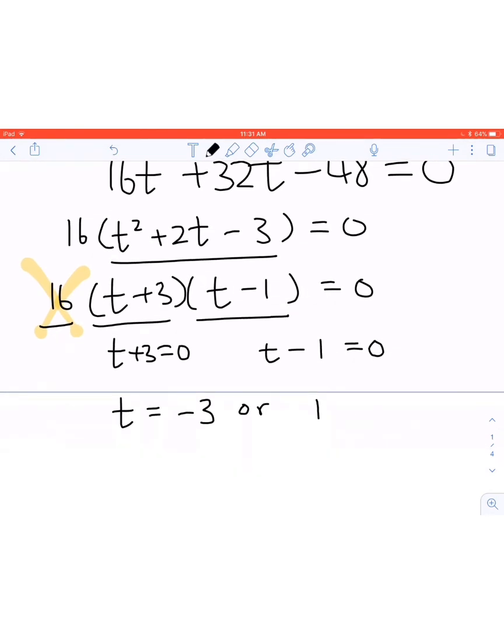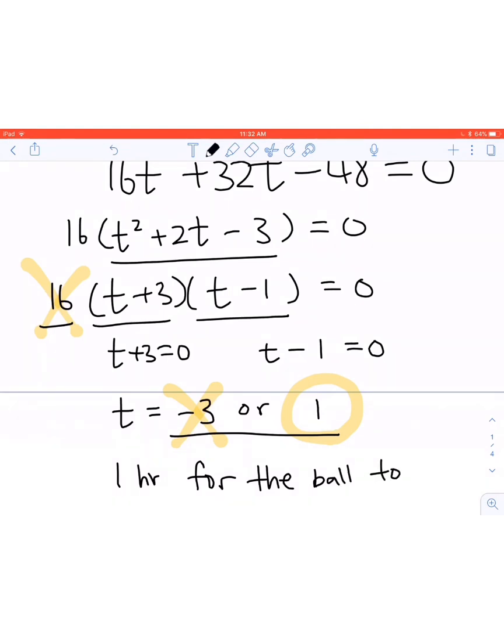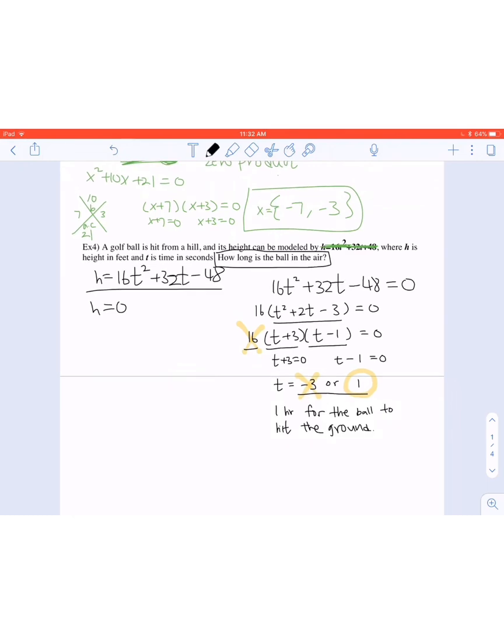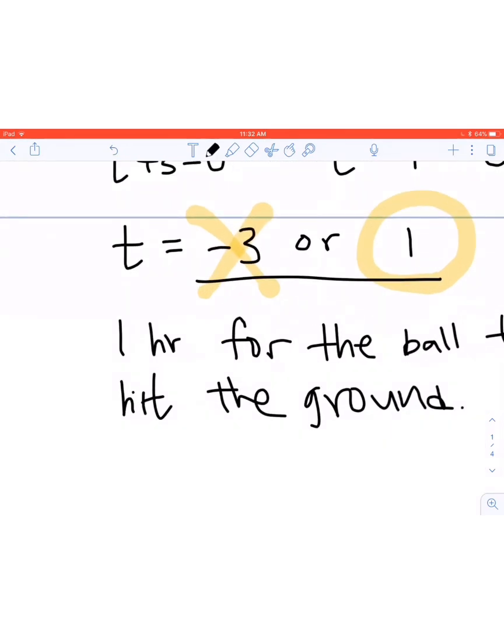So between these 2 answers, does it make sense for us to have -3 hours? It does not. So that means we have just one answer left. What that means is it would take 1 hour for the ball to hit the ground. Or you can say the ball will be in the air for 1 second.